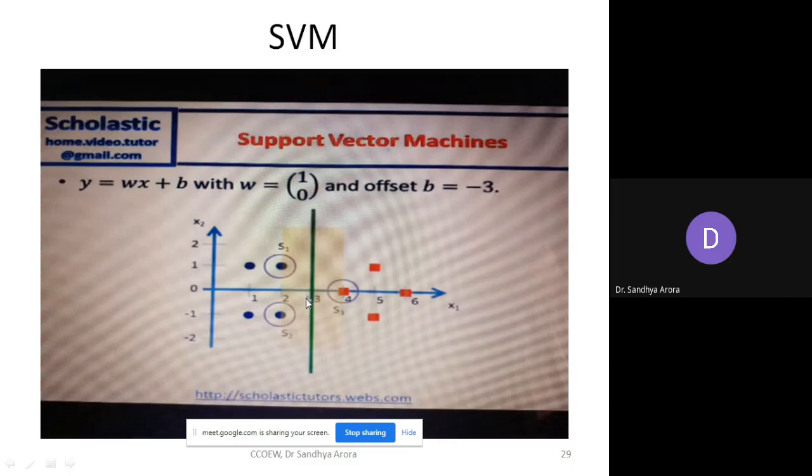It will pass through 1, 0, and what is its bias value? 3, okay? Bias value is 3 and the y value is 0, which means the plane will be perpendicular to the x axis. That is how the plane will look. Y value is 0, isn't it? So your B is minus 3. Okay, so that's how you can use support vectors. You use these support vectors to find out the equation of this plane.